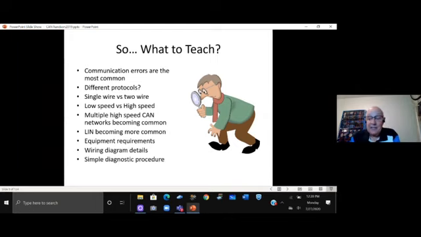A simple diagnostic procedure is imperative. If the diagnostic procedure involves lots and lots of specialized equipment that you don't have, it makes no sense. Or that they're not going to see when they get out in the field.